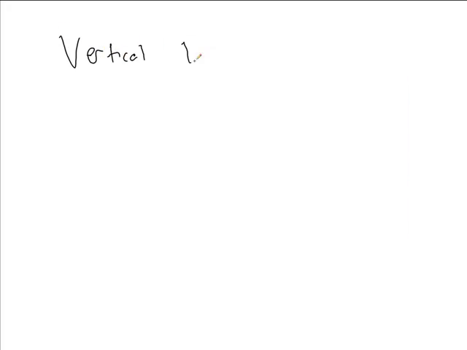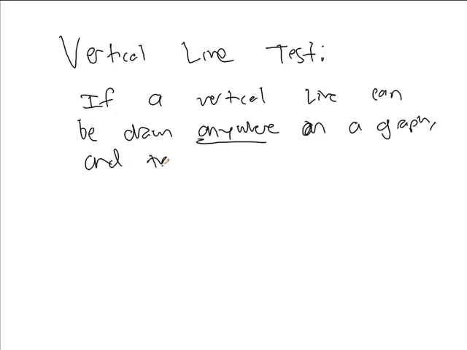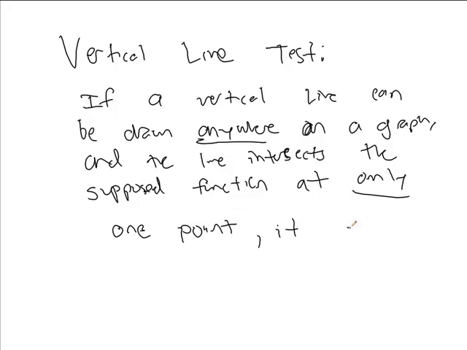A vertical line test. And essentially it's a graphical tool that says that if a vertical line can be drawn anywhere on a graph, and the line intersects the supposed function, the thing that we're trying to determine whether it's a function, at only one point, it is a function. So that's the beauty of this vertical line test.